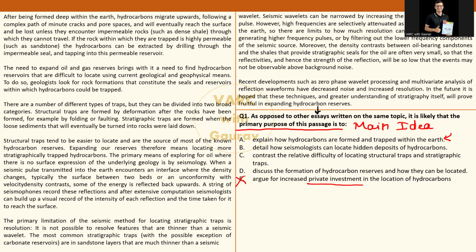The fourth paragraph is actually dedicated to properly understanding what is happening inside the earth. But then the immense limitation which is thrown light upon in the fifth paragraph, then sixth paragraph, very important point, that hydrocarbons are there inside the earth, but there is difficulty in extracting it in certain situations. That is completely missing from option A. So I'll keep it on hold right now. I'm not very much in favor of it. For me, this is a red flag type situation. Let's see B. Detail how seismologists can locate hidden deposits of hydrocarbons. This is a bit too vague.